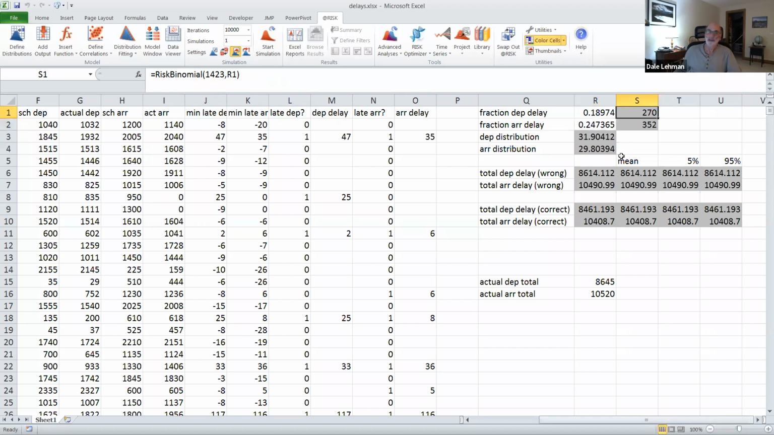Column S shows a simulated frequency. If you have 1,423 flights and each one has a 19% chance of being delayed on departure, S1 simulates the number of delayed flights out of the 1,423. This simulates the number of delayed arrivals out of 1,423 flights.